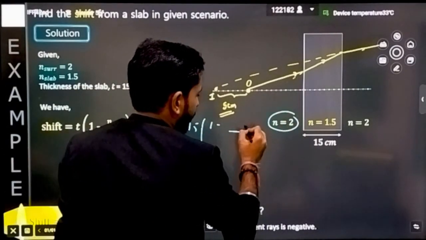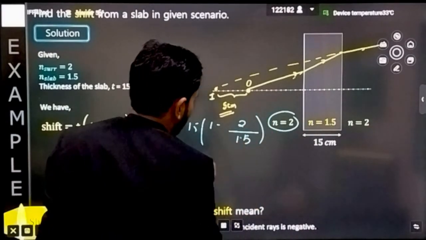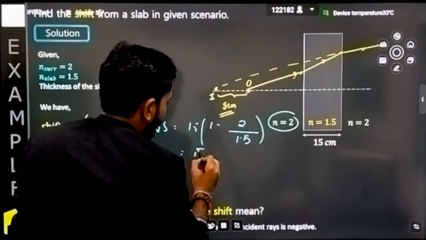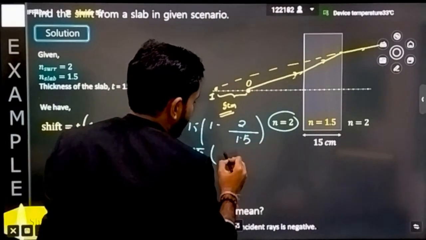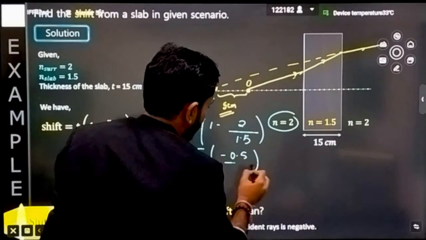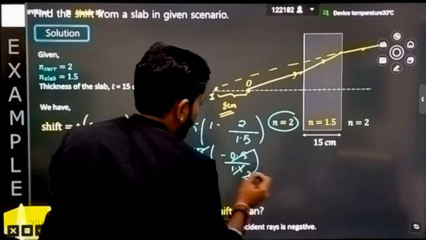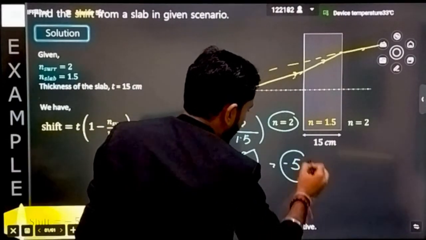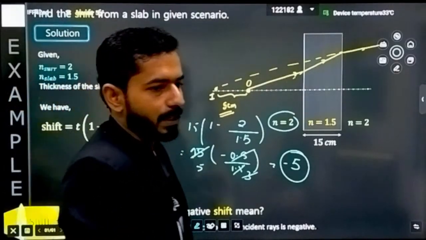Surrounding this time is not air, it is given as 2, and what is the refractive index of the slab? It is 1.5. So now take 15, 1.5 minus 2, that means it will become minus 0.5 divided by 1.5. Here again it will become 3, again it will become 5, but this time it is going to be equal to minus 5. If this is equal to minus 5, what do you understand by minus 5?